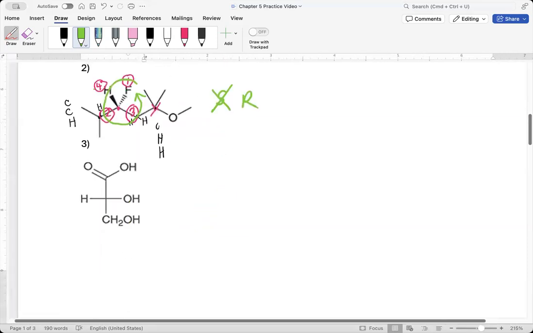On this next one here, this is a Fischer projection, and we have our chiral center here in the middle. The thing we need to remember about the Fischer projections is whatever is on the horizontal is wedged, and whatever is on the vertical is pointing back as a dash. So then we can just assign R/S like we've been doing.